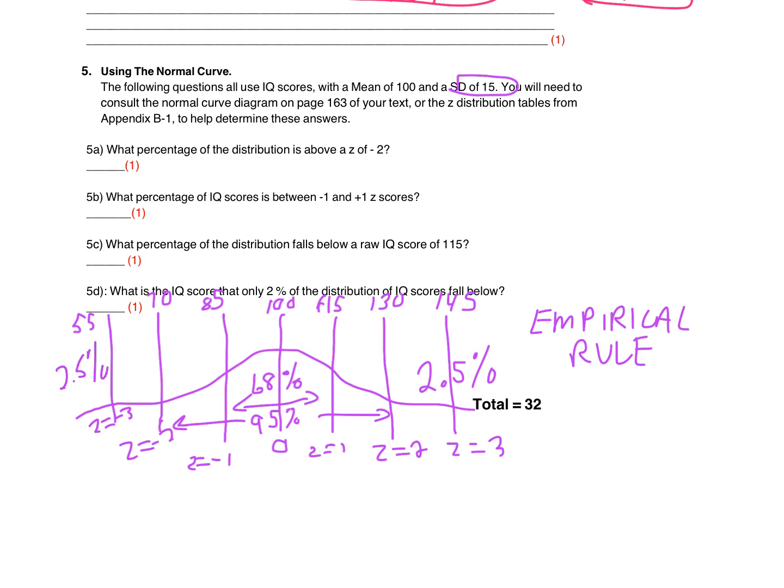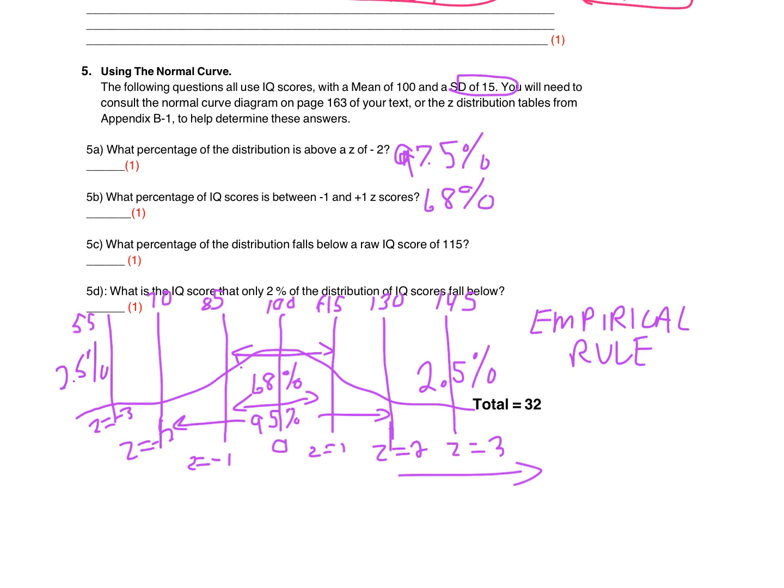Okay, what percentage of the distribution is above a z of minus 2? That's pretty easy because we know it's 95 from here to here, and then we know it's another 2.5 to the right-hand side. So 95 plus 2.5 makes 97.5%. Sorry, learning how to write with the new stylus. All right, what percentage of IQ scores is between minus 1 and 1? Well, that was our 68%, right? Between minus 1 and 1, so that's just 68.